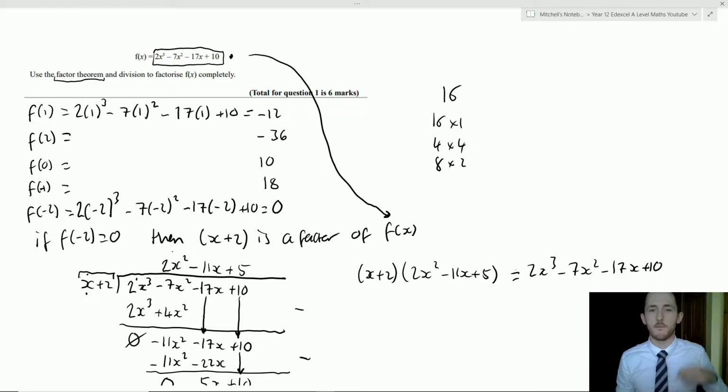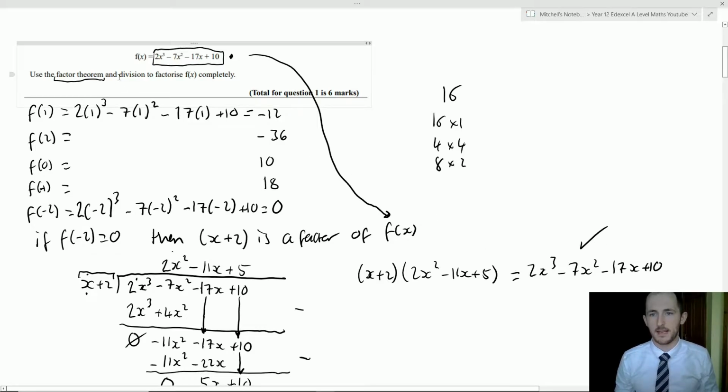It's the same thing on both sides of the expression. So this is correct. We're doing this well so far. But now it says, use this to factorize this completely. Okay? So to factorize this completely.